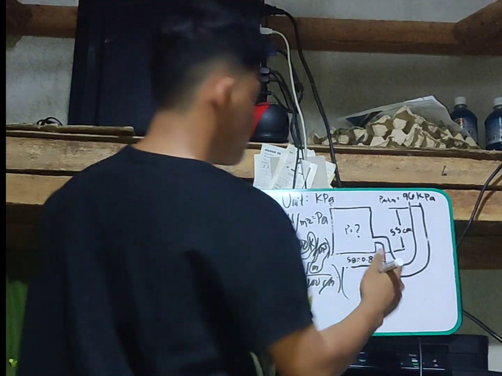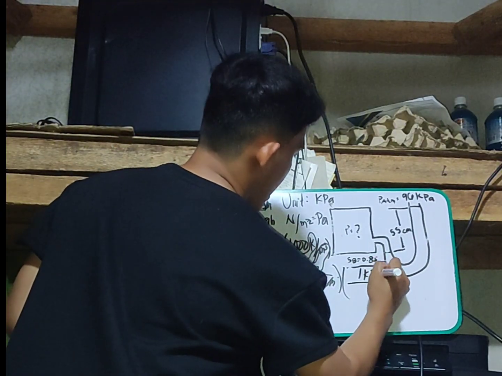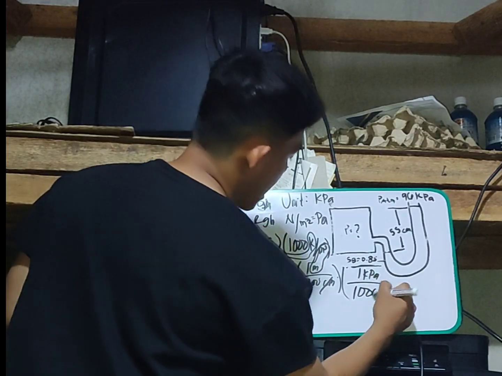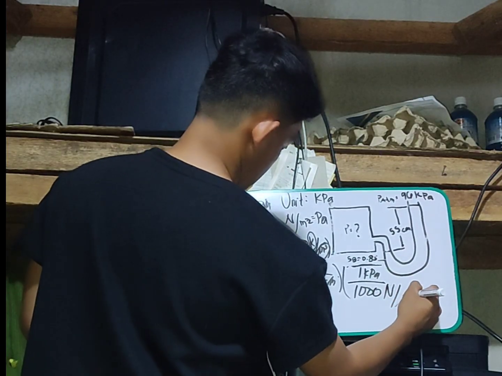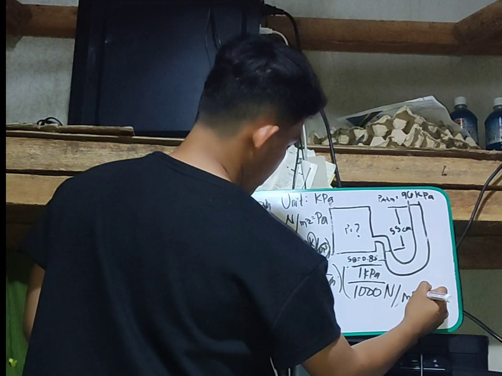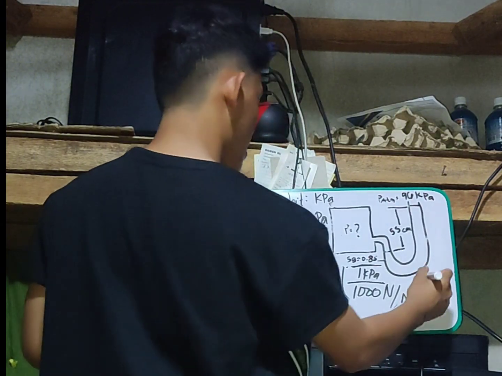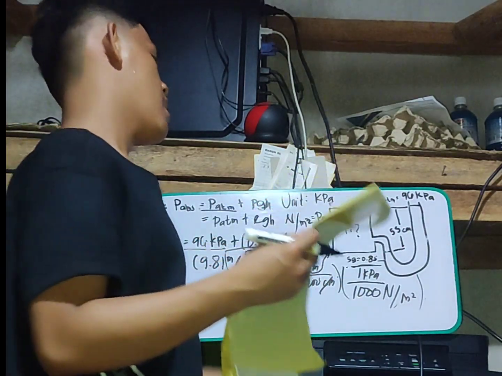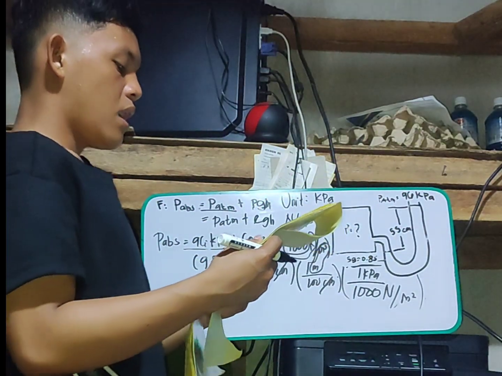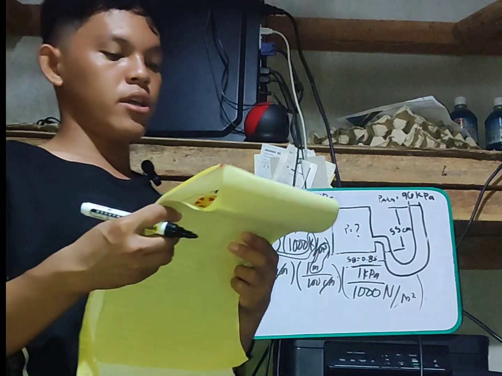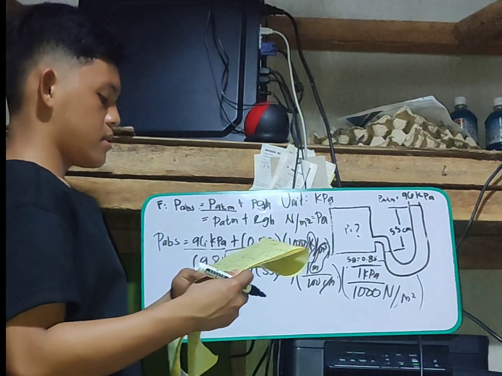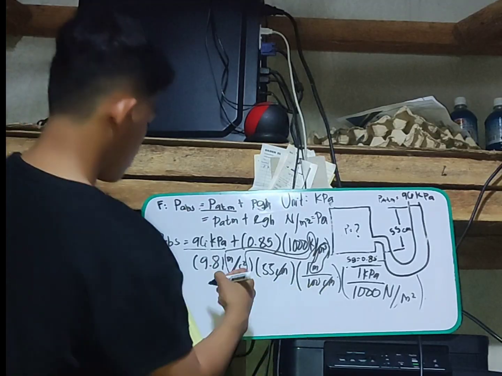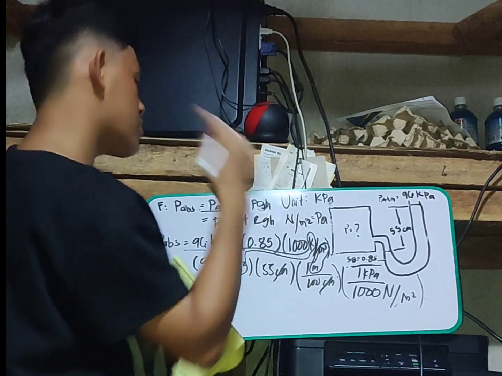Ita-times natin into 1 kilopascal is equal to 1,000 Newton per squared meter. Ayan. So, magiging kilopascal na siya. So, ang possible na sagot dyan or lalabas na sagot dyan is the final na sagot na po.